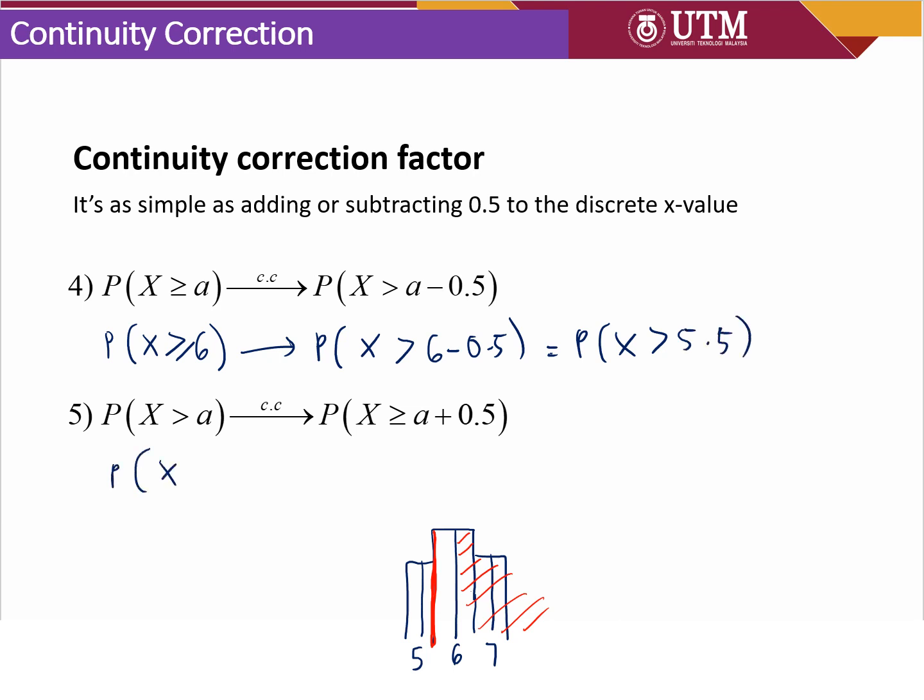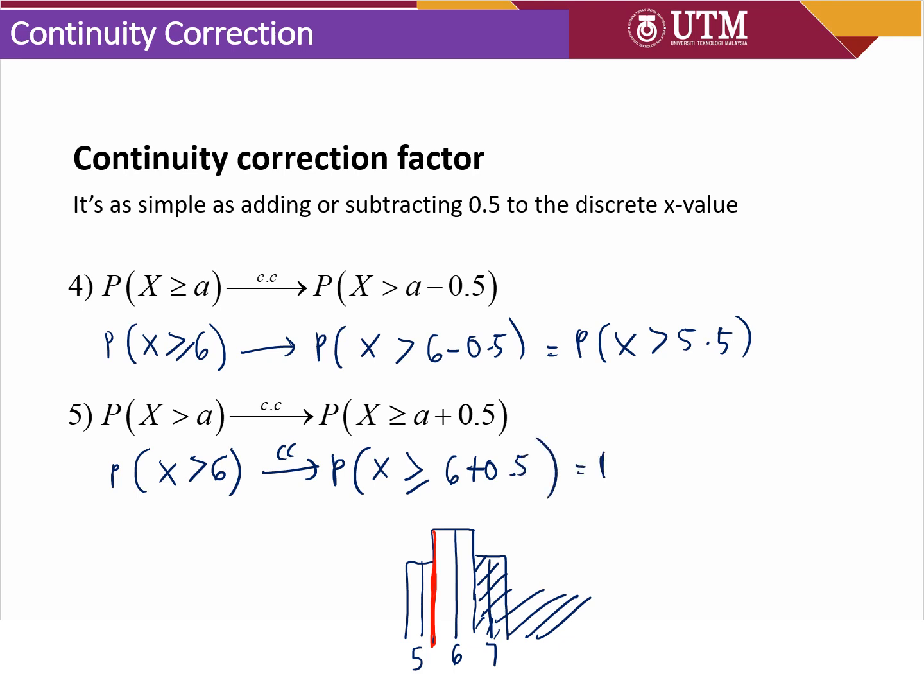And when x is greater than 6, after doing the continuity correction, 6 is not included, so we will start from 7. So here it will be x greater than or equal to 6 plus 0.5, which is x greater than or equal to 6.5.